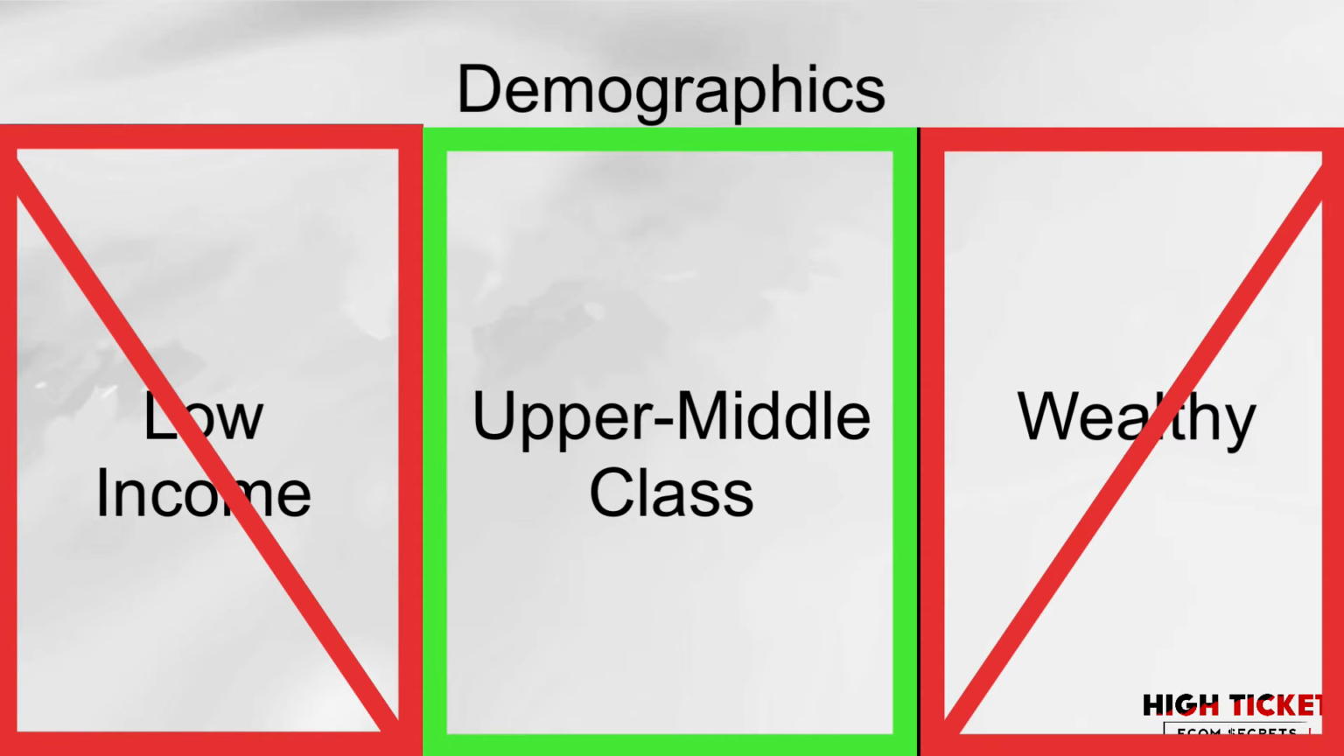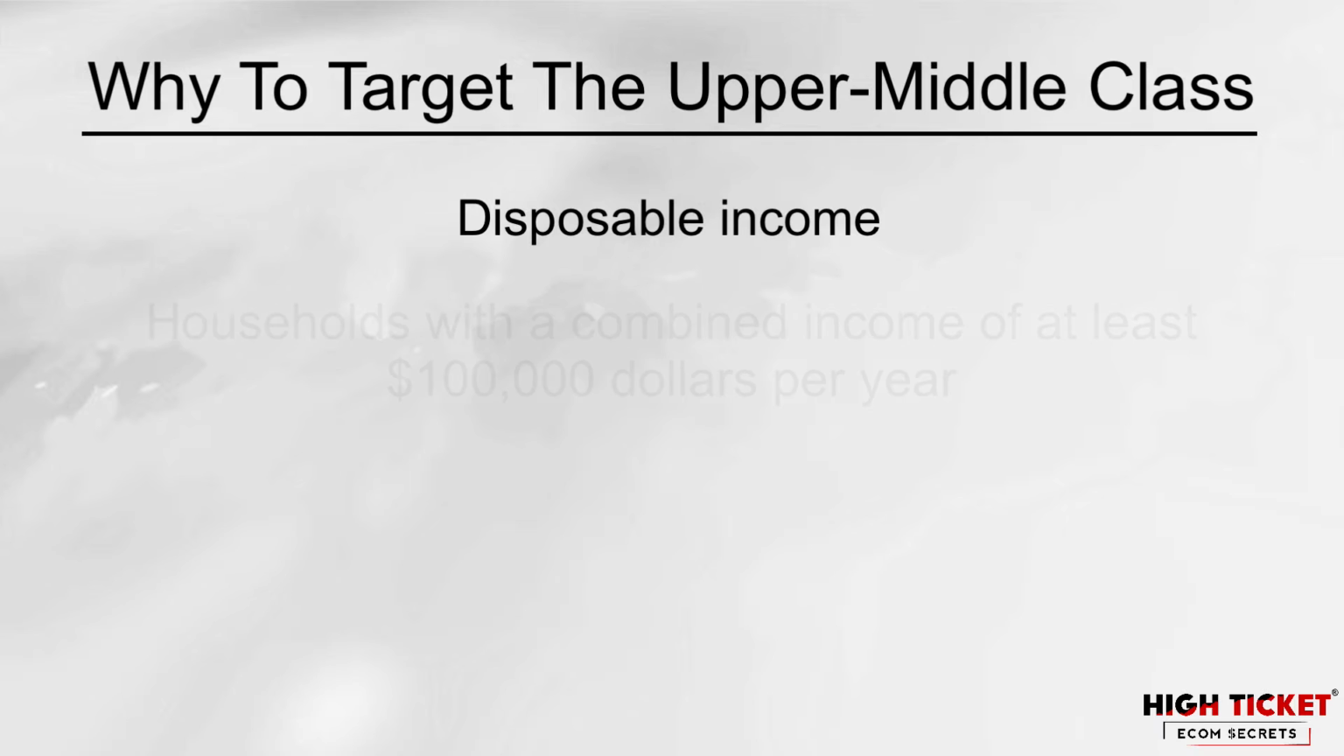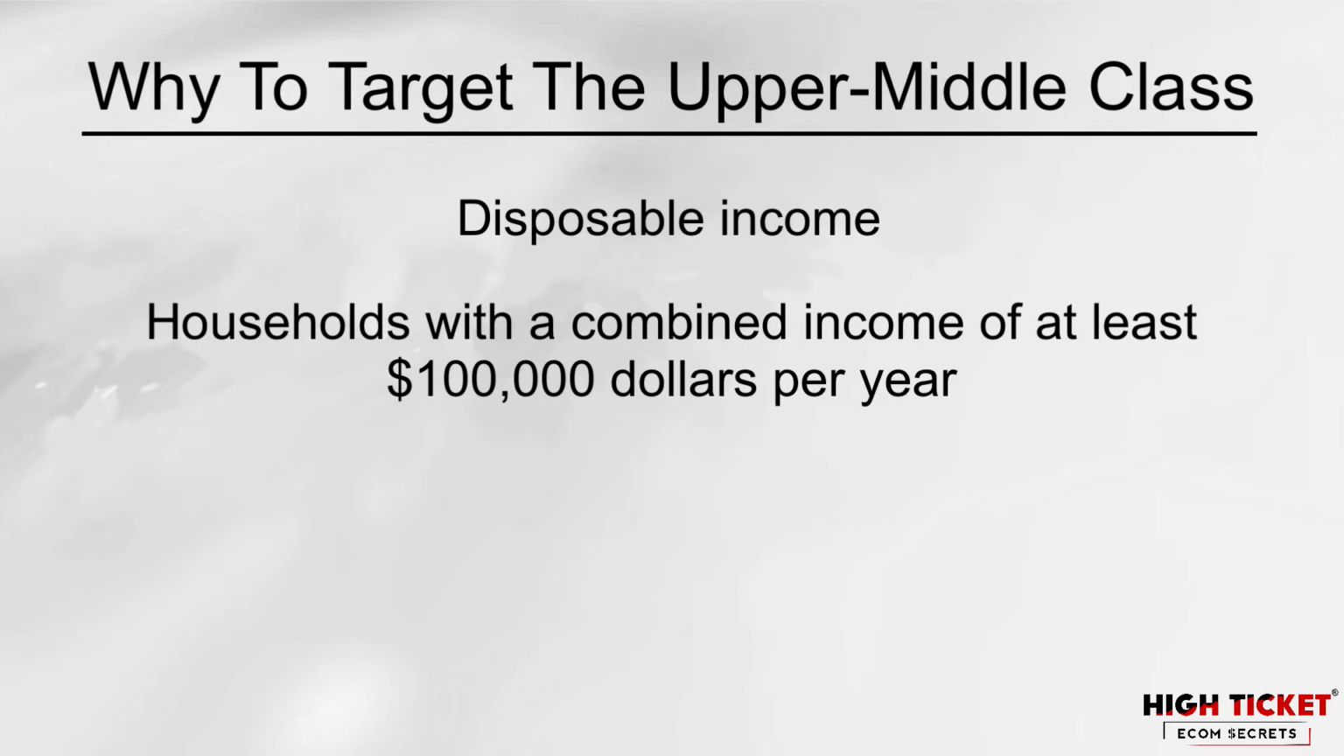The upper middle class. The upper middle class is the best demographic to target, and I'll give you a couple reasons for that. One is that they have some disposable income. We're looking at households with a combined income of at least $100,000 per year. So then you might say, well, obviously if the upper middle class has an income of over $100,000 per year, the wealthy definitely will. So why not sell to them?